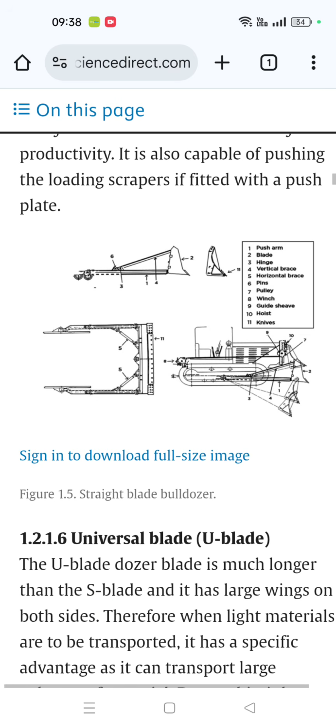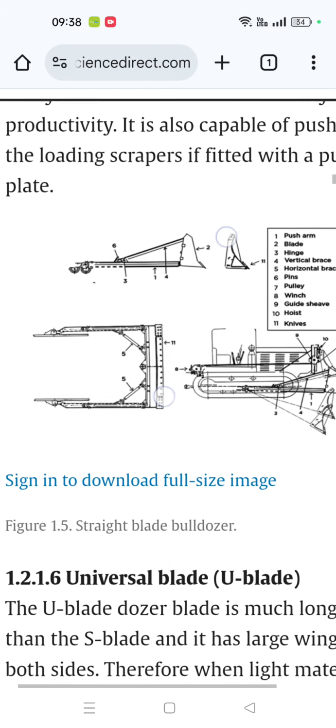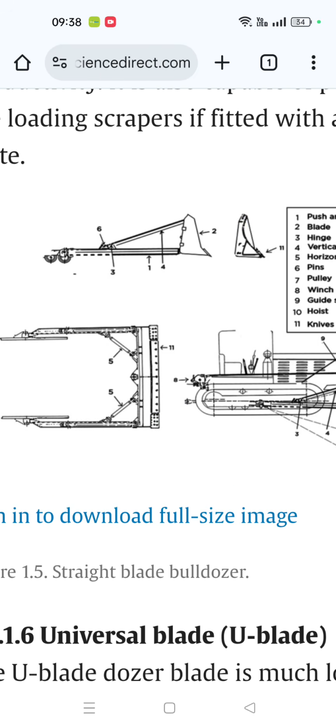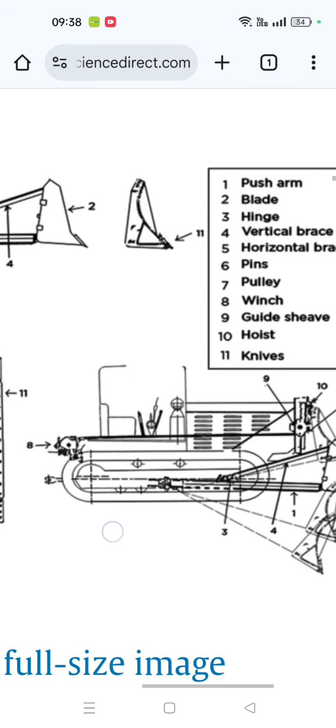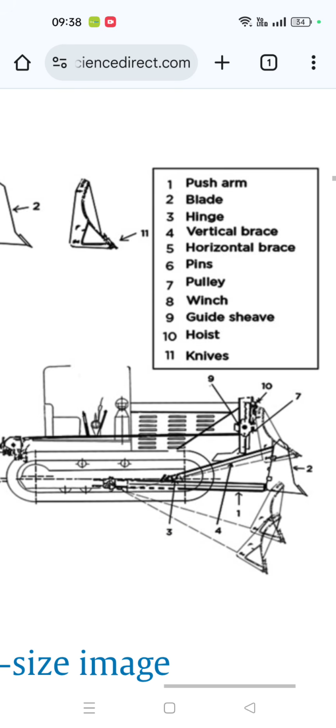See the photo. Figure 1.5 Straight blade bulldozer. This is the construction.